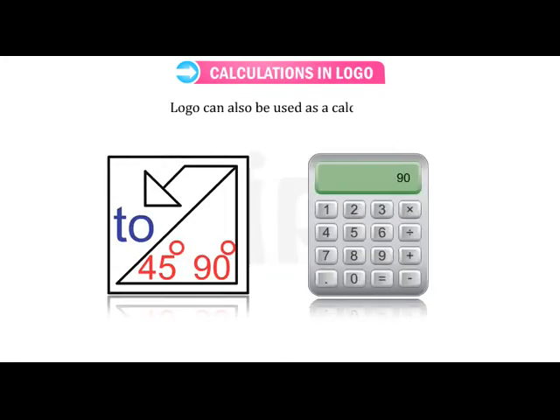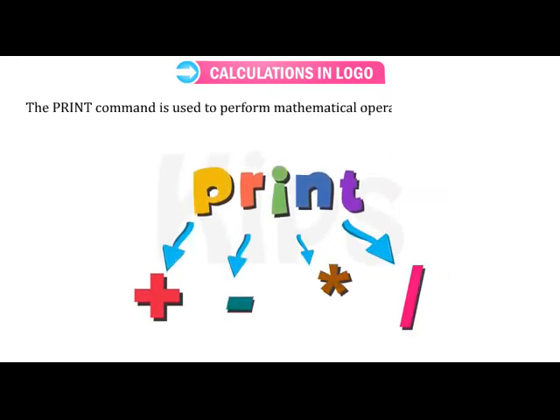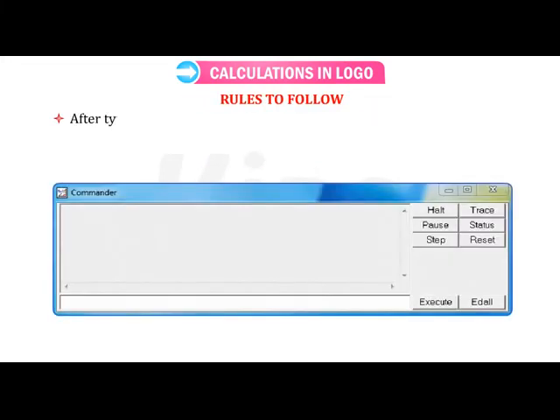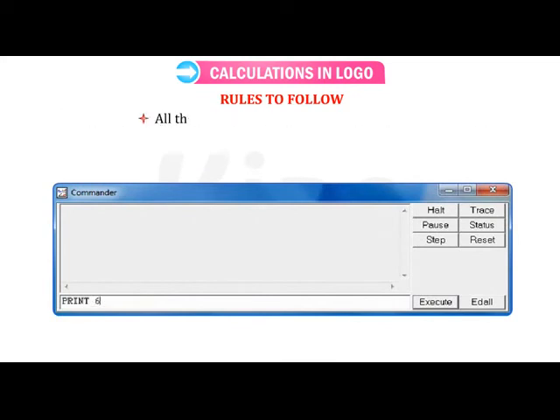Now let us understand about calculations in Logo. Logo can also be used as a calculator. The print command is used to perform mathematical operations such as addition, subtraction, multiplication and division using the operators plus, minus, multiplication, division respectively. Rules to follow. After typing print command, leave one space and then type the numbers with the desired operators. All the arithmetic operators take 2 inputs.